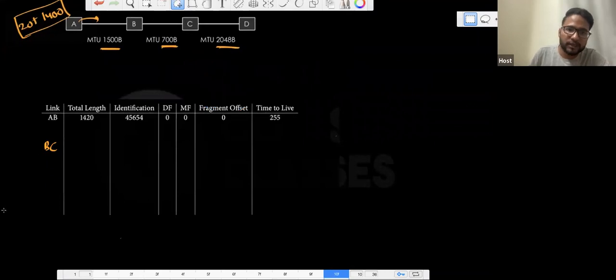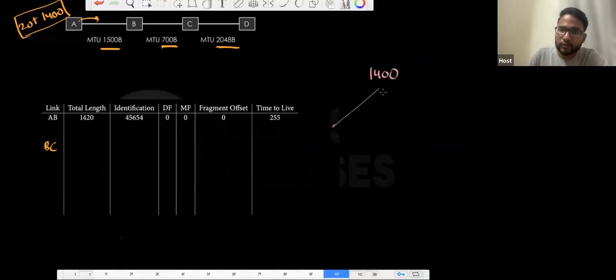Okay, so what they're saying is this: you are transmitting a packet of 1400 bytes that has to be divided. What is the size of each piece? 700, but it should be 700 minus 20, which is 680. Is this divisible by 8? 680? Yes, this is divisible by 8, so you do not need to worry about it.